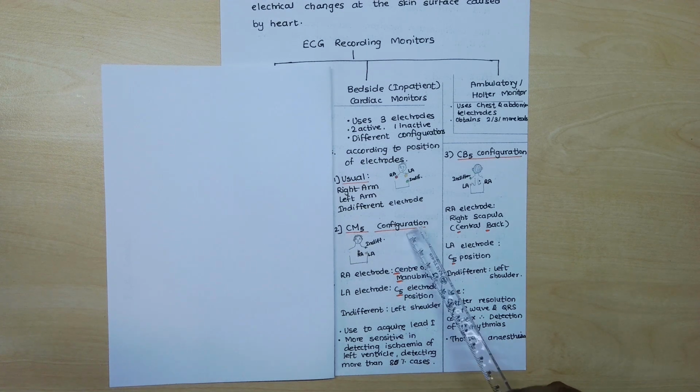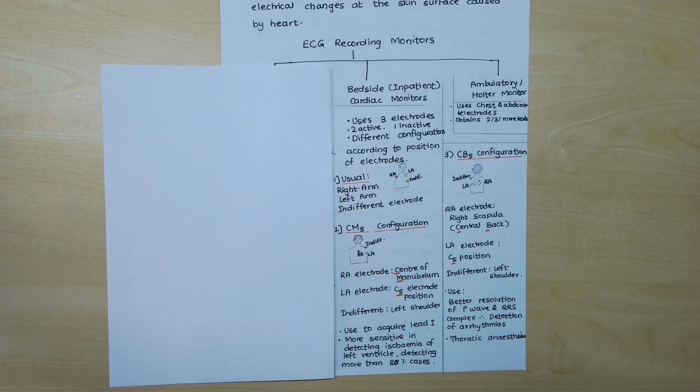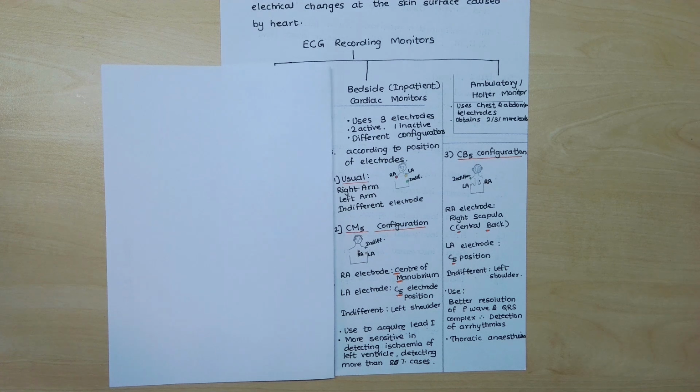Then there is the CM5 configuration. It has the RA electrode at the center of the manubrium, the LA electrode at the C5 position, and the indifferent electrode goes to the left shoulder. So the CM5 comes from these letters. It is used to acquire lead 1. It is more sensitive in detecting left ventricular ischemia. It detects more than 80% of the cases.